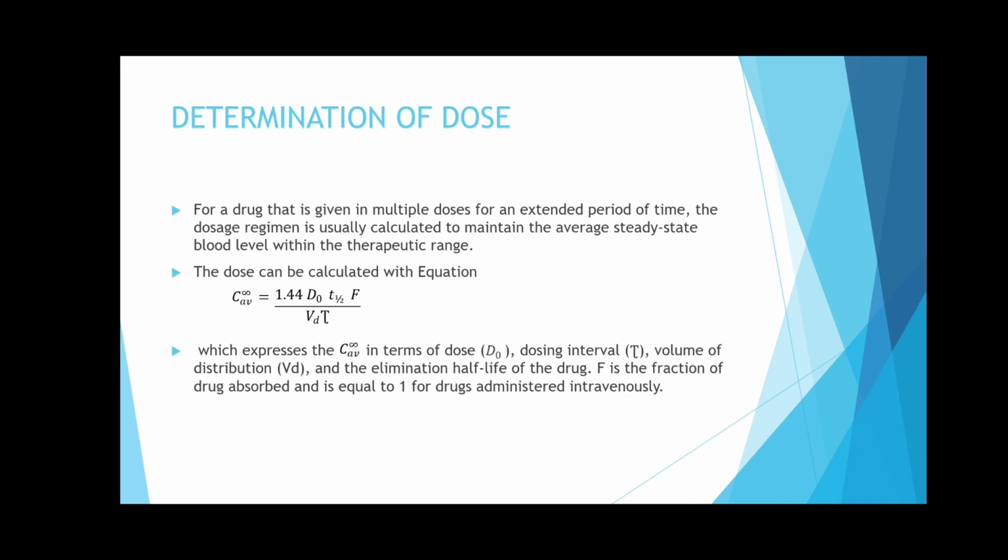For a drug that is given in multiple doses for an extended period of time, the dosage regimen is usually calculated to maintain the average steady state blood level within the therapeutic range. The dose can be calculated with the equation: the desired average concentration equals 1.44 times D0, where D0 is dose, times t1/2 times F, where F is the bioavailability, divided by Vd times tau. Vd, you know, is volume of distribution, and tau is the time duration.